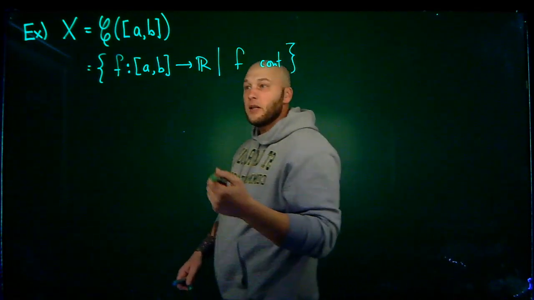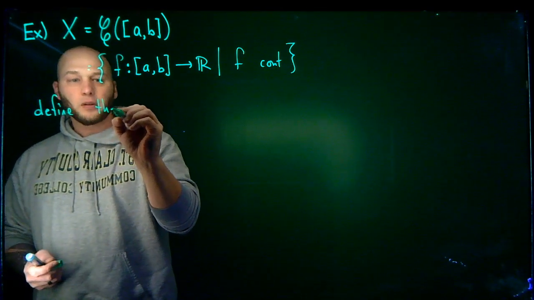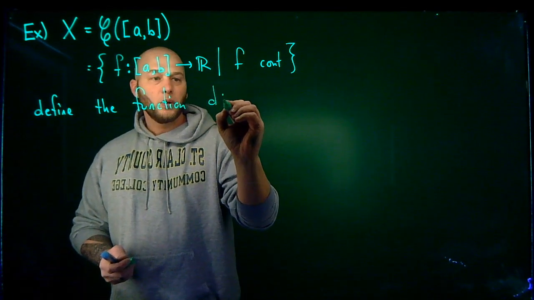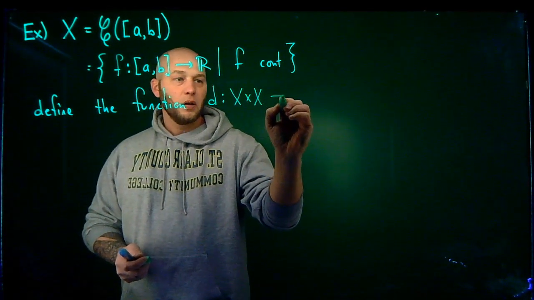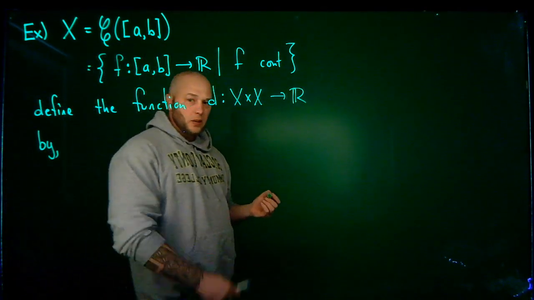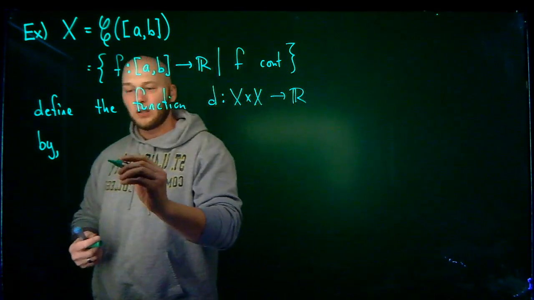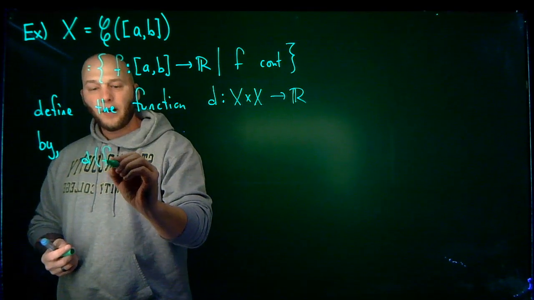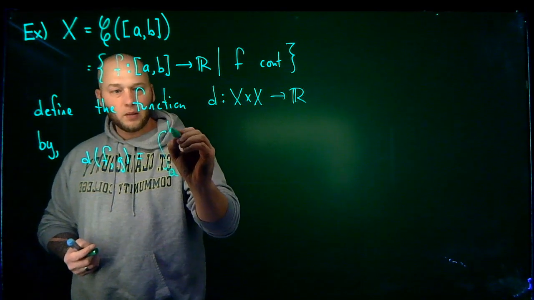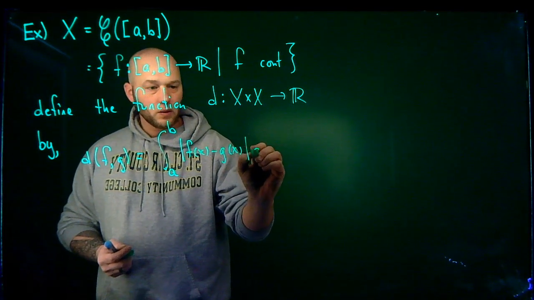So I want to take this set right here, and then I want to define the function d, which is going to take X cross X to R. All right, so d is going to take a pair of continuous functions and it's going to spit out a real number, and here's how the function is defined. d of f,g is equal to the definite integral from a to b of the absolute value of f of x minus g of x dx.